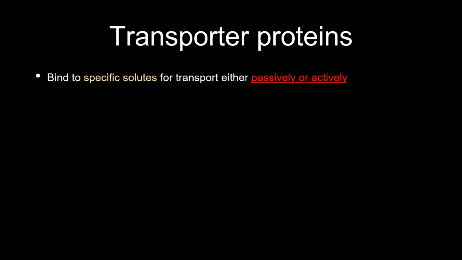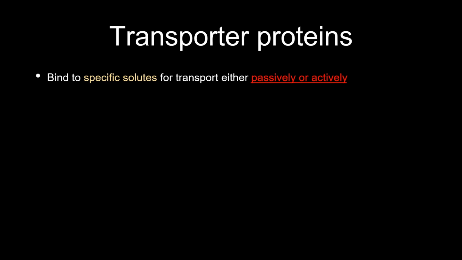Next one would be the transporter proteins. Again, these are under your facilitated diffusion. In this transport mechanism, you have your integral proteins that would bind to specific solutes that would facilitate the transport of that solute or molecule, either passively or actively.